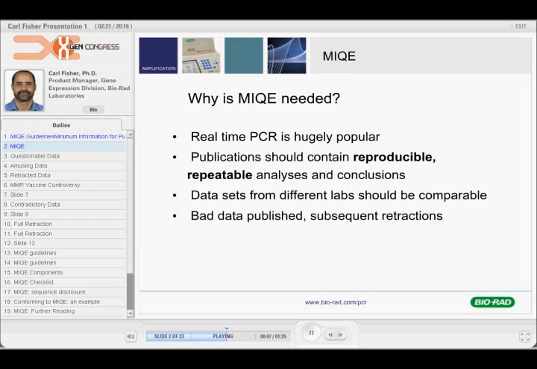Sometimes it can be difficult for people who are reviewing papers to understand precisely what they're doing and to understand why the results they're seeing are so different from other researchers. So it's difficult to make comparisons. And another consequence, an unfortunate consequence, is that there has been some bad data that has been published. And there have been some significant consequences and some subsequent retractions, as you can see here. And I'm going to give you just a few quick examples of that, just to emphasize the point of why MIQE is actually needed and why people should be adopting this and following it in every lab.